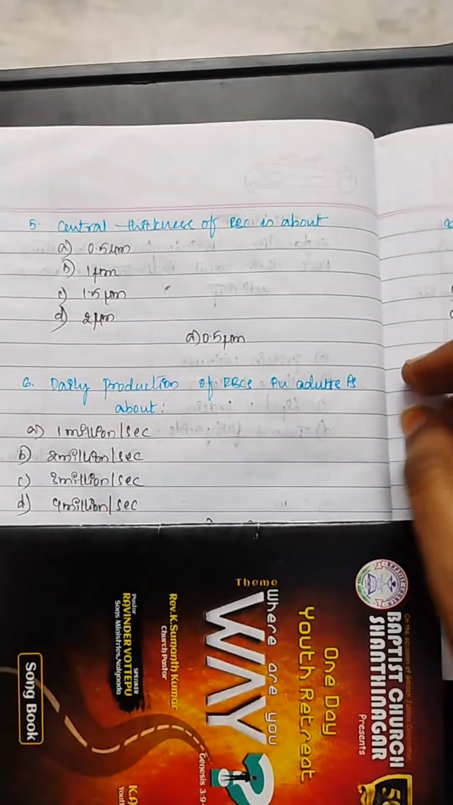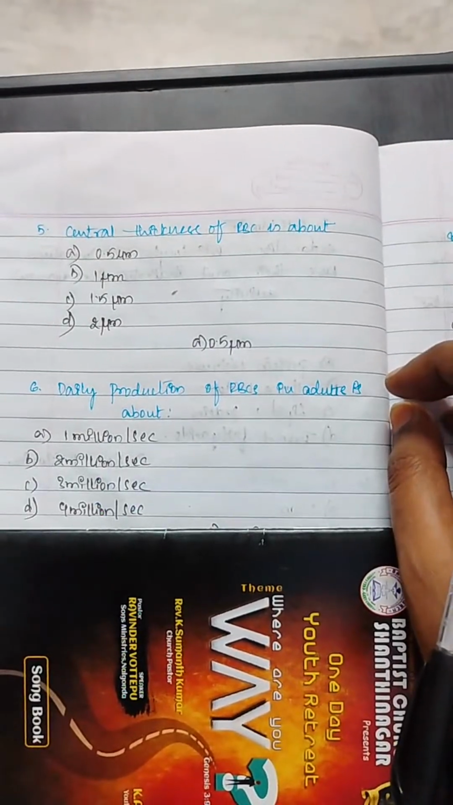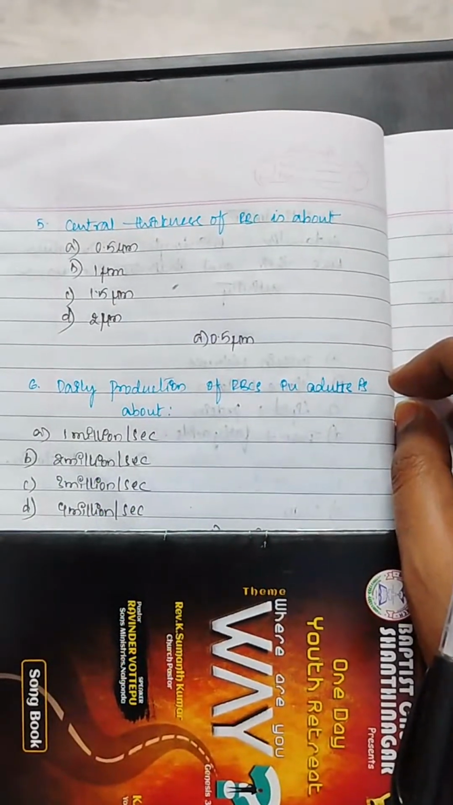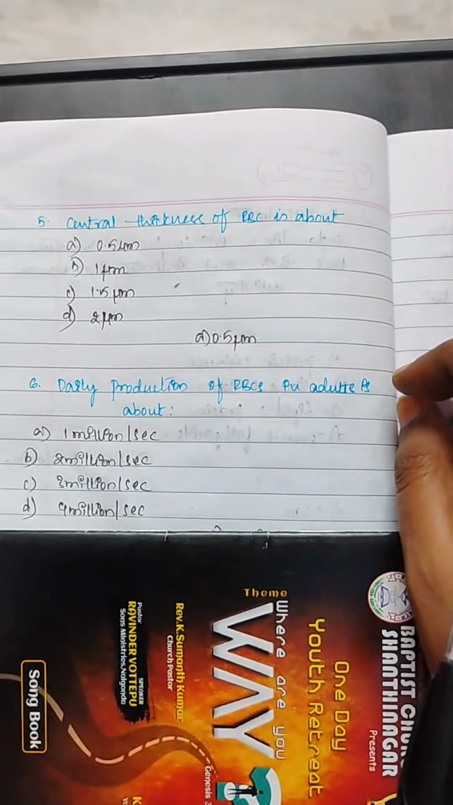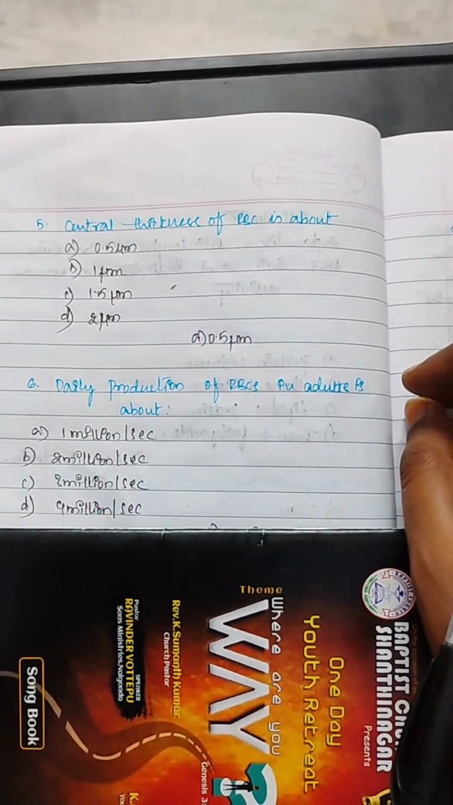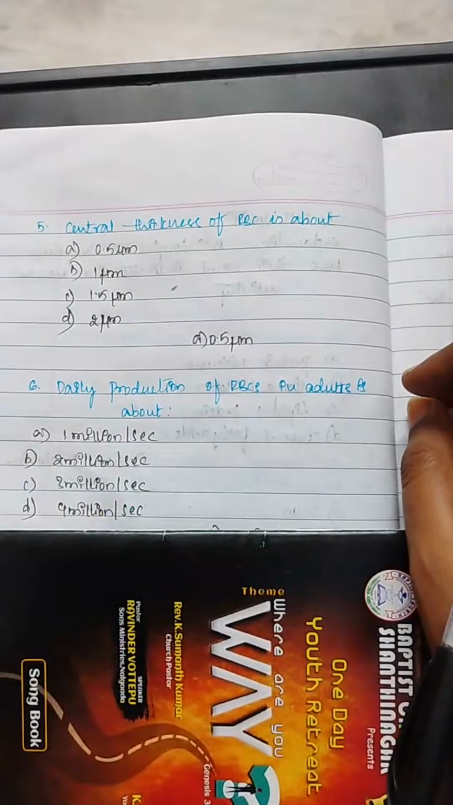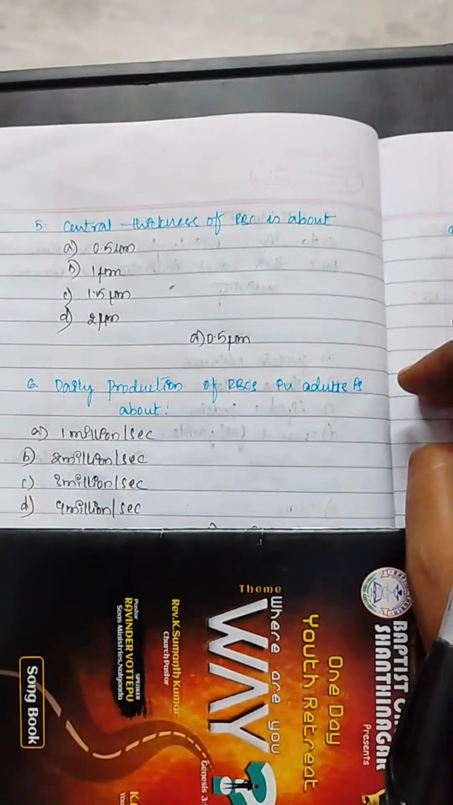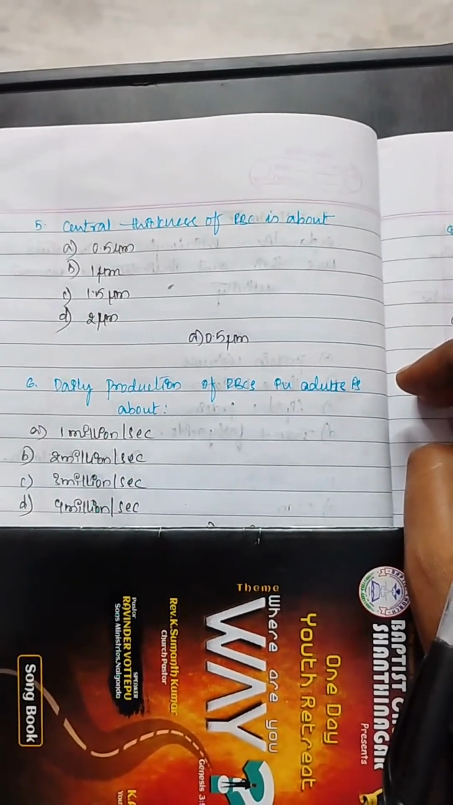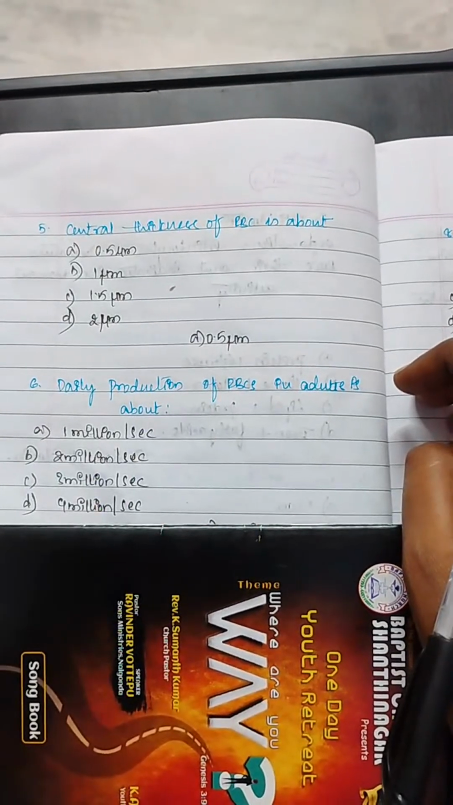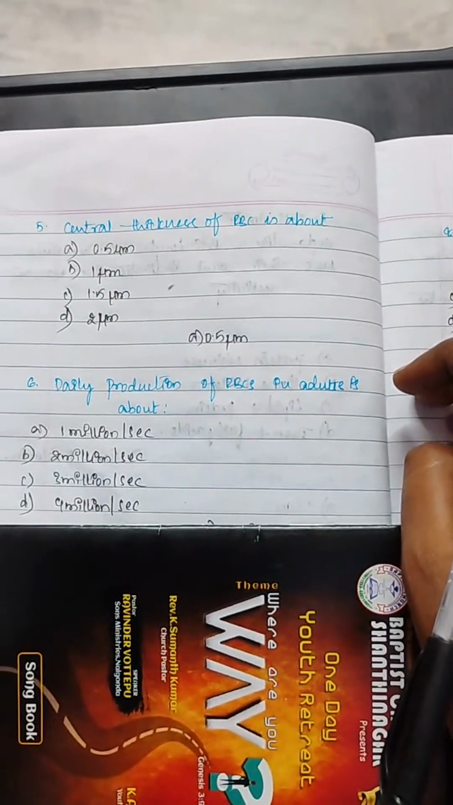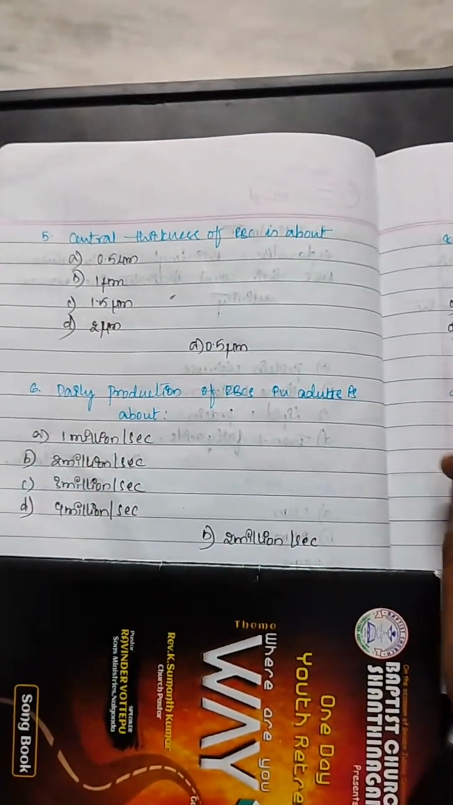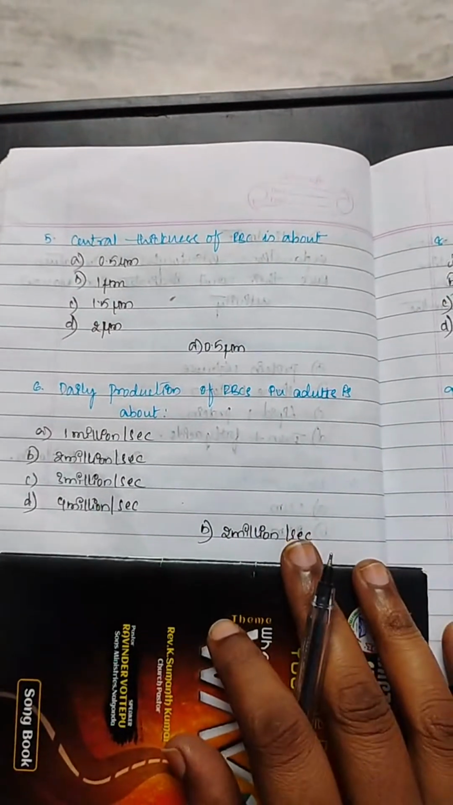Okay. Central thickness of RBC is about: 0.5 micrometer, 1 micrometer, 1.5 micrometer, 2 micrometer, and the answer is 0.5 micrometer. The next question, daily production of RBC in adult is: 1 million per second, 2 million per second, 3 million per second, 4 million per second. And the answer is 2 million per second, option B.